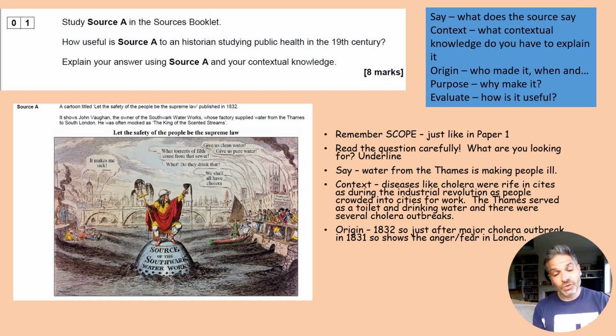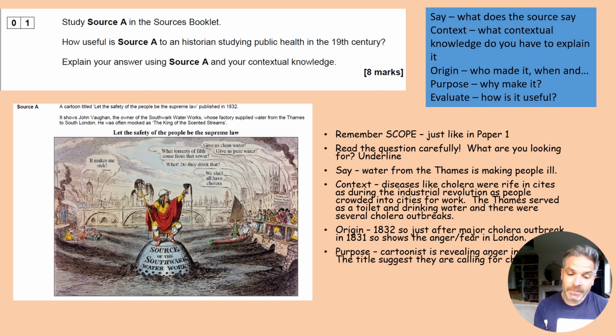You want to think about the origin and the purpose of this source. Those two things are together. So you've got to look at the provenance. You've got to look above the picture. What's it telling you about who made this, when they made it, why they made it? So I would say here you might want to pick out some things like this was made in 1832. And what's really interesting here, it was just after a major cholera outbreak in 1831. So it's that point at which people are beginning to get very worried about this terrible disease.